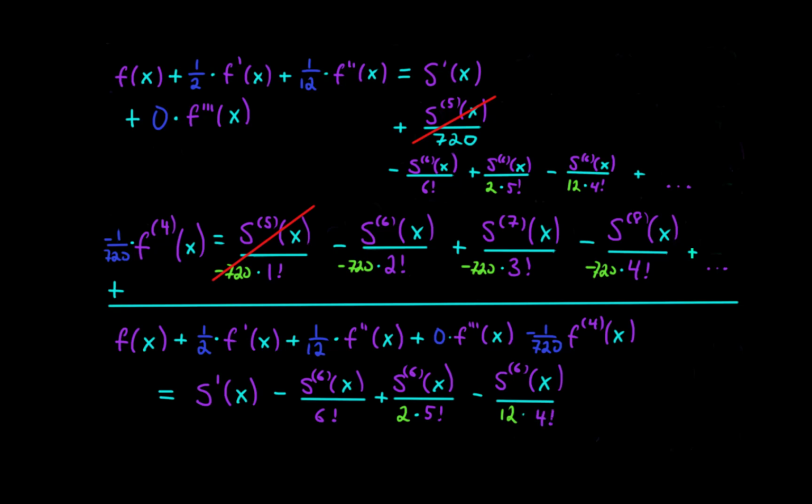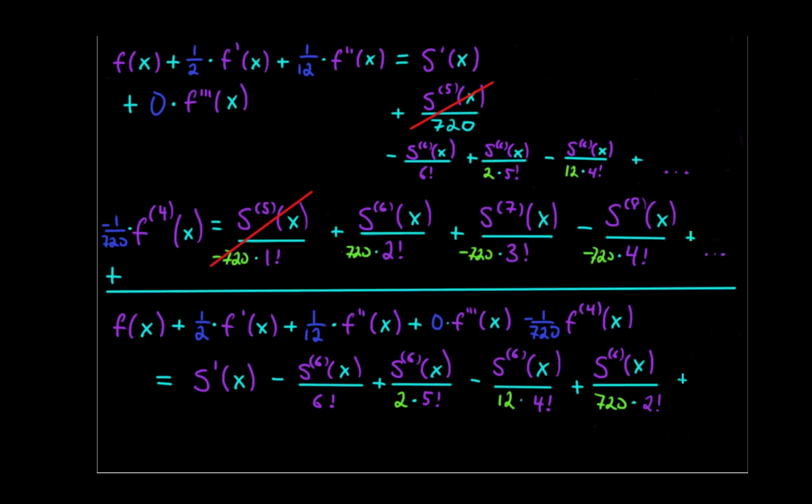Now when we look at the S6 term in the second equation that we're adding, when we sum these equations together, we have minus S6 of x over 2 factorial, but we're multiplying that by negative 1 over 720, so the minus signs cancel and we get plus S6 of x over 720 times 2 factorial. So let me just add that term to our resultant equation when we sum these two equations up top together. So that's plus S6 of x over 720 times 2 factorial plus dot dot dot.